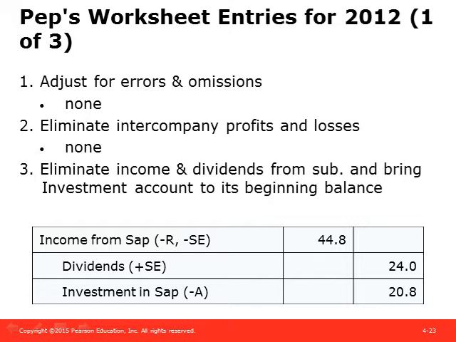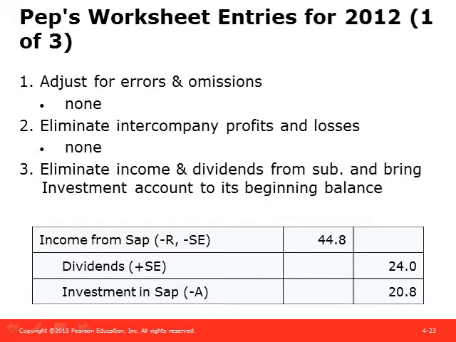And so we walk through our steps again for the preparation of our worksheet entries. Adjust for errors and omissions, there were none in 2012. Eliminate intercompany profits and losses, there were none in 2012. And eliminate the income and dividends from the subsidiary and bring the investment account to its beginning balance.